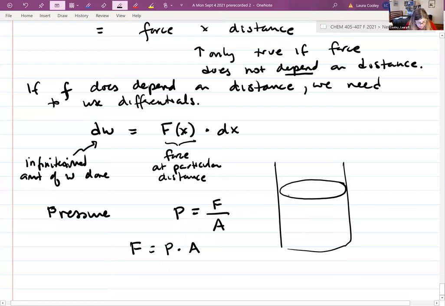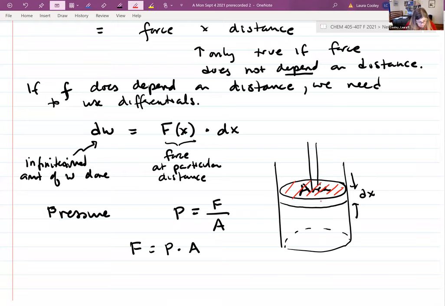So let's say here's my gas in here, and I have this piston thing representing the atmosphere. Let's suppose it moves a small amount. This would be my dx, and this is the area here of this. Okay, that's the area.